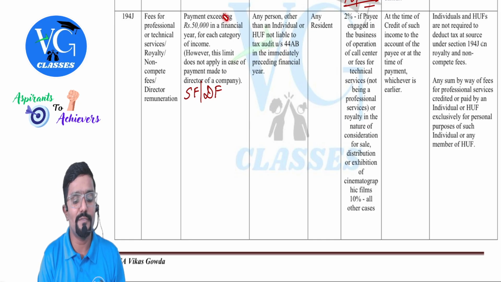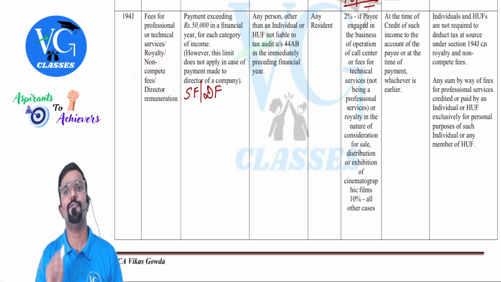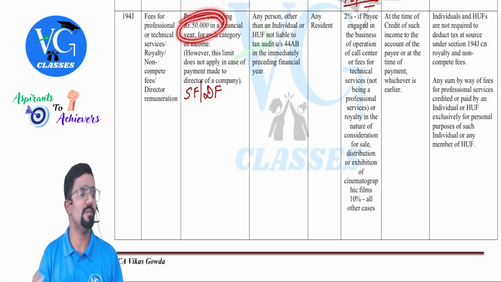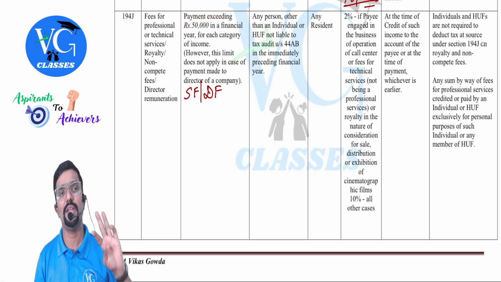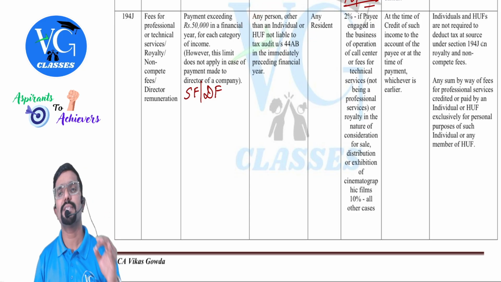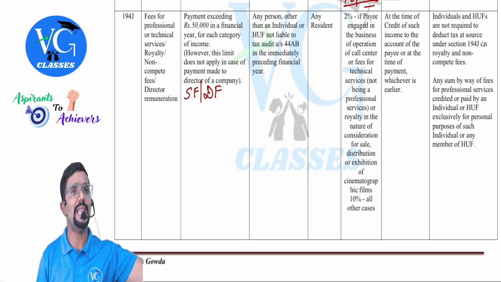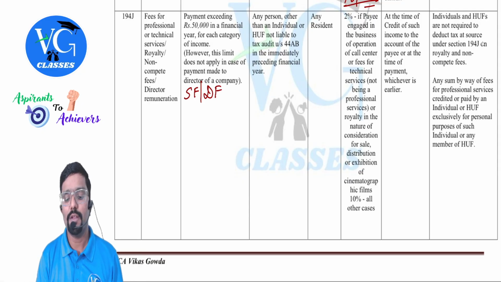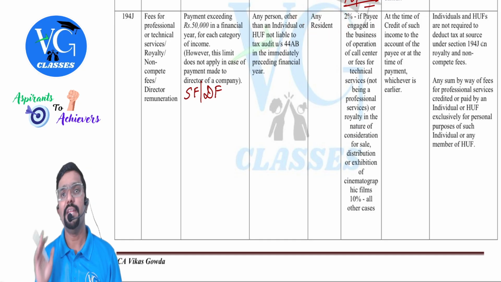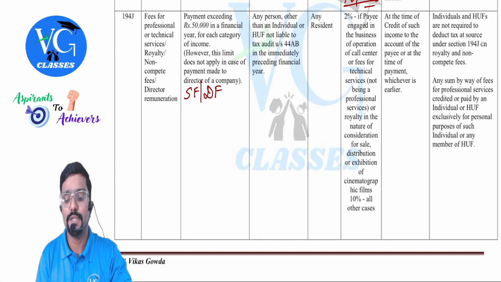So the threshold limit is for other things covered here, like professional fee, technical fee, royalty, non-compete fee. For that, what is the threshold limit? 50,000. This is also an amendment, guys. Previously, it was 30,000. Now they have made it 50,000. Who is the payer? Any person other than an individual or HUF who was not subject to tax audit last year. Then, who is the payee? Any resident. What is the rate of TDS, sir?